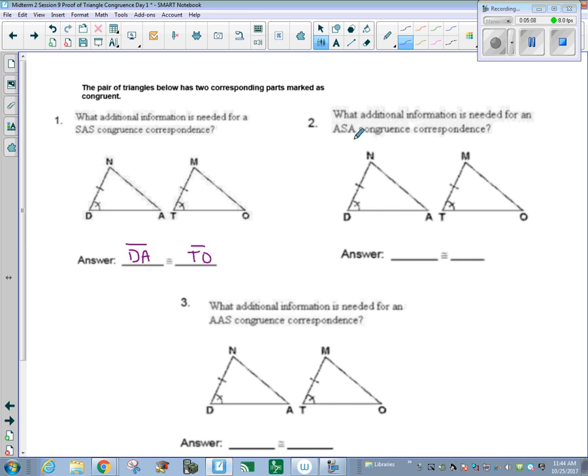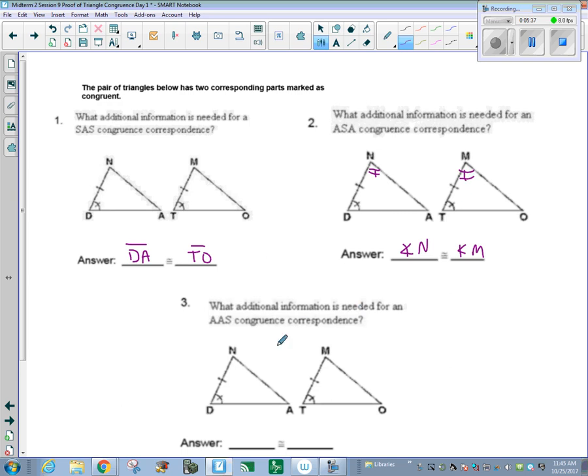It needs to be along the side. The side would be included between the two angles because it is angle, side, angle. So the angle that we would be looking for would have to be angle N congruent to angle M to prove it by angle, side, angle. That would be these angles at the top up here. Oops, we mark them differently.